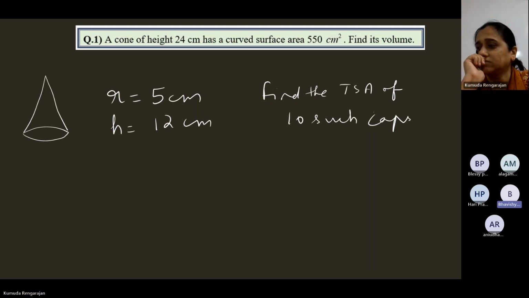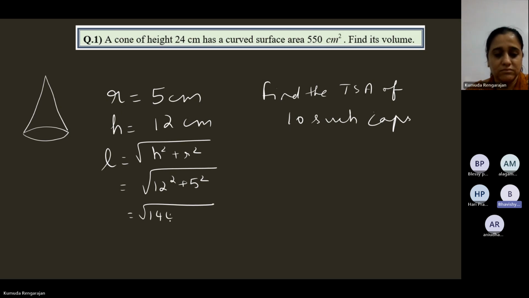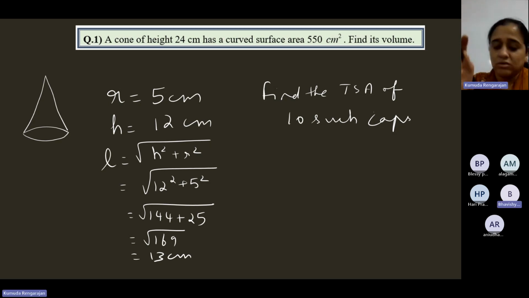Ma'am, first we should find the slant height. Okay, slant height: L is equal to root of h square plus r square. 12 square plus 5 square, 144 plus 25, 169, root is 13, ma'am. Very good. Yeah, Bhavishya, thank you. Just a minute.